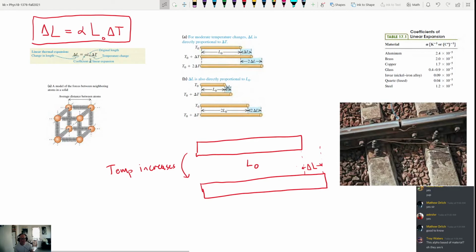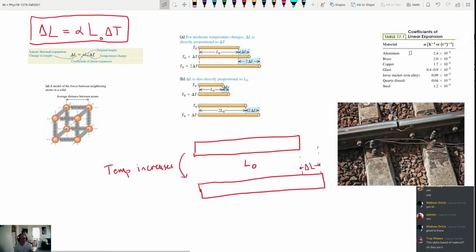So alpha is a constant that we look up in a table. This is the table right here. You can see what the values are. The units have a dimension of inverse Kelvin or inverse degree Celsius. Something to keep in mind is that alpha is based off the material. Different materials will have different values.